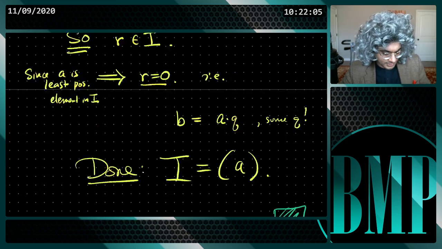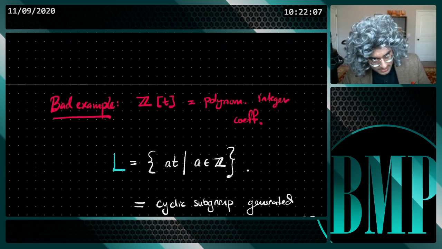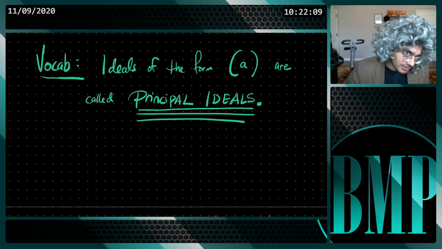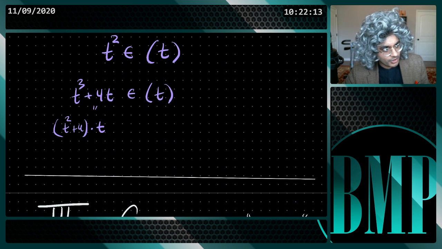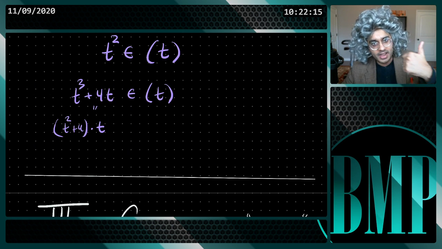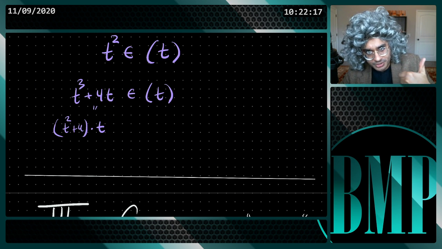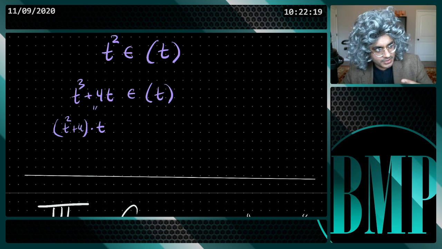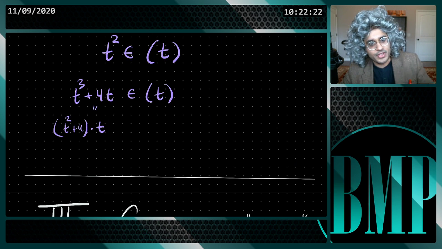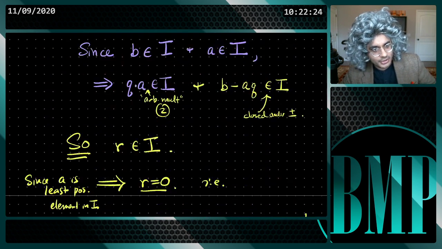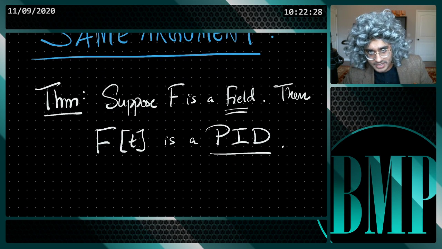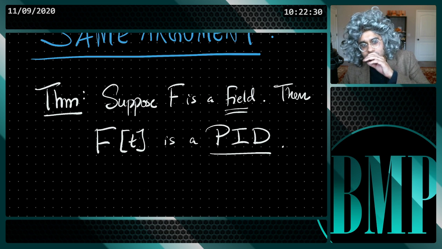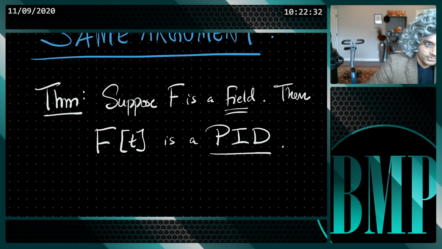Okay, great. So ideals, principal ideals, theorem. That's what we covered today. Tomorrow: why ideals, how to quotient by an ideal, examples of quotient rings, and then back to this theorem that polynomial rings in one variable are principal ideal domains. Coefficients have to be in a field. Okay, so that's next time.